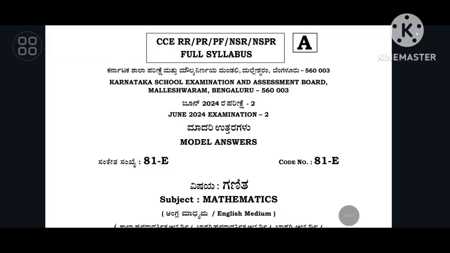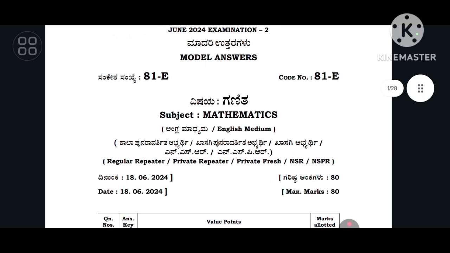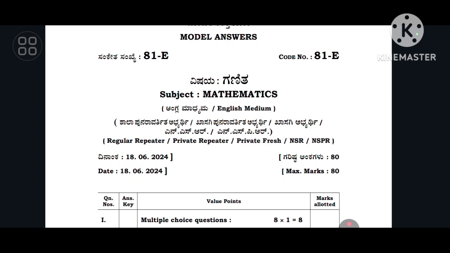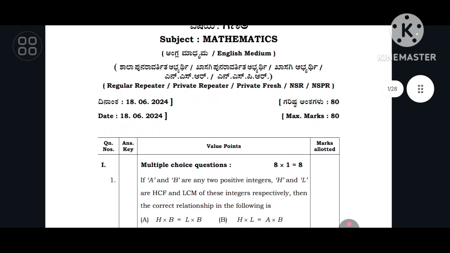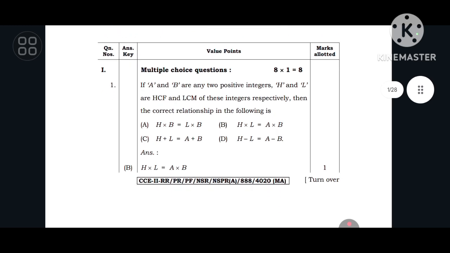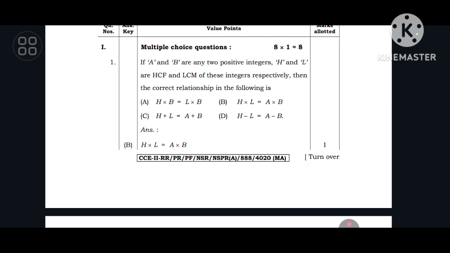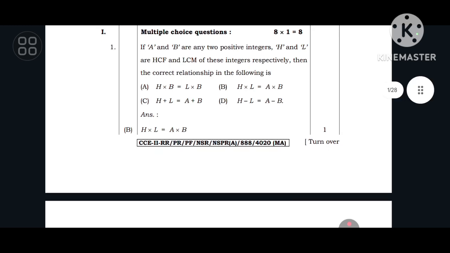Coming to the Examination 2 SSLC question paper, English medium. As you can see the date over here, 18/6/2024. This is the Examination 2 paper, as they have taken 3 examinations for the SSLC students. And the first question is from probability. As you can read the question, the option is H into L is equal to A into B. This is an applied question from the chapter Real Numbers, not from probability.